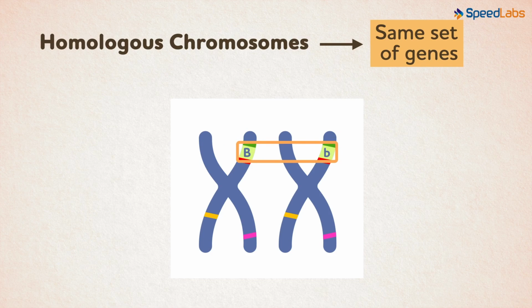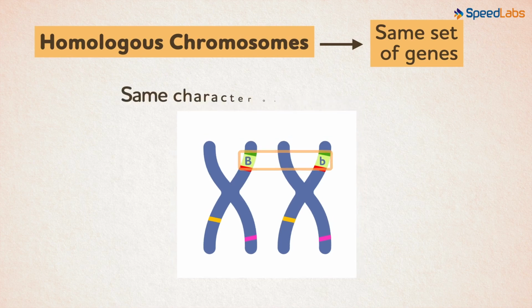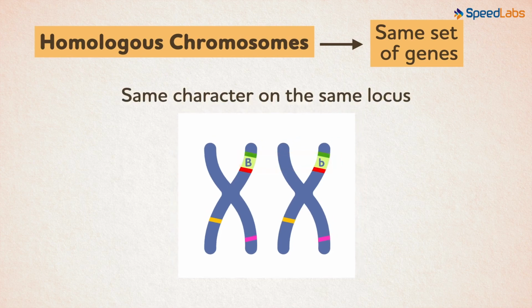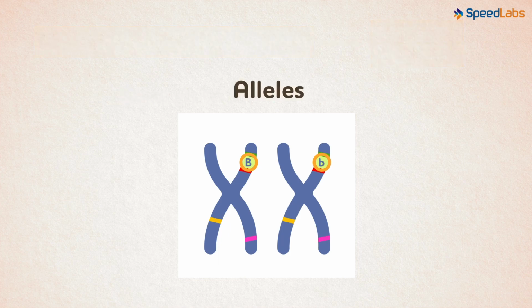But before we continue, can we say that this pair is a pair of homologous chromosomes? Absolutely. Since both the chromosomes have genes for the same character on the same locus, they can be called homologous chromosomes. Now, can you tell me, why have we written the letter B in uppercase here and in lowercase here? That's because these two are different alleles. The uppercase and the lowercase representations symbolize that they both are different alleles.